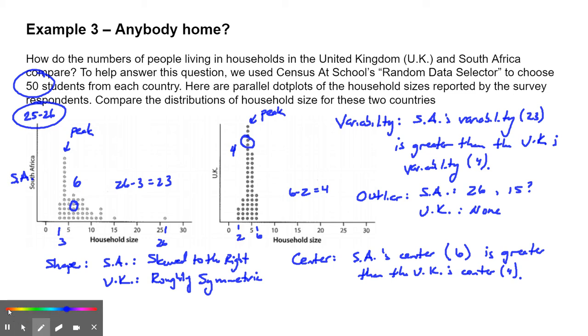So again, let me underline that for the center and the variability, you have to put a sentence using the comparison words, greater than, less than, or about the same.